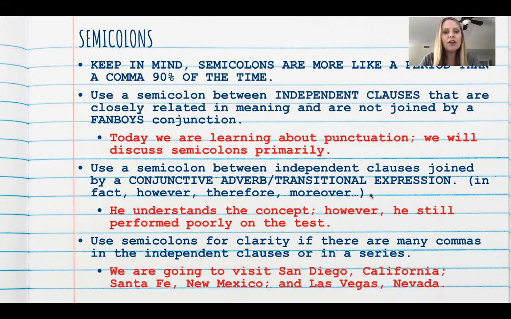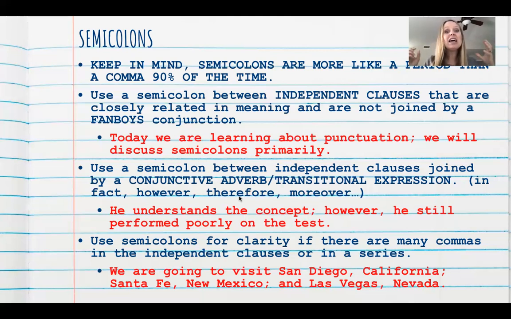Now, there's something called a conjunctive adverb, which is a really fancy term. If you want to think of conjunctive adverbs as transition words, that might be helpful as well. They're words that can combine two independent clauses, but they're not my FANBOYS. So they're words like in fact, however, therefore, moreover. When I'm using a however or a therefore, and I'm combining two independent clauses, you've got to put the semicolon before the conjunctive adverb and then also a comma after the conjunctive adverb.